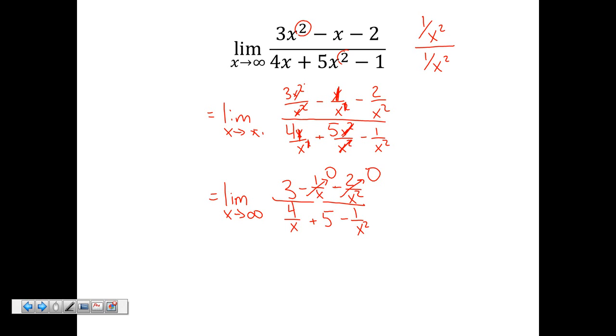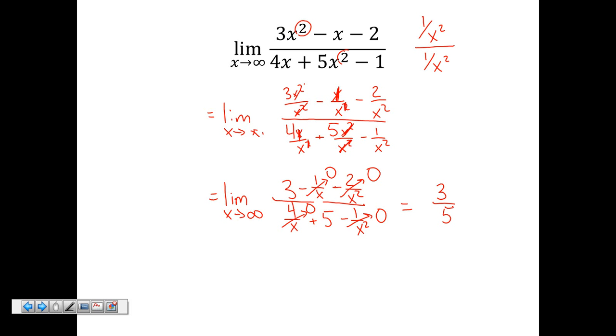And my limit laws say that I can do this individually, because I can take the limit of the top and the bottom separately, and then I can take the limit of all the things added and subtracted separately. The only thing that's left, now that I've applied the limit, is a 3 on top and a 5 on bottom. So this limit, as x approaches infinity, is equal to 3/5.